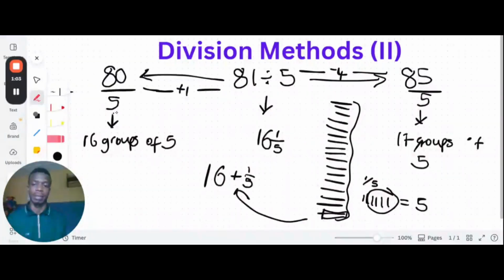Now, 80 divided by 5 is 16. 81 divided by 5 is 16 plus 1 part out of 5, which is 16 and 1/5. 85 divided by 5 is 17 groups of 5. For 81 divided by 5, you're going to take away 4 parts out of 5 from the last group of 5, and therefore you'll be left with 16 groups of 5 and 1/5, which is still 16 and 1/5. This is very easy. This is so very easy to do.